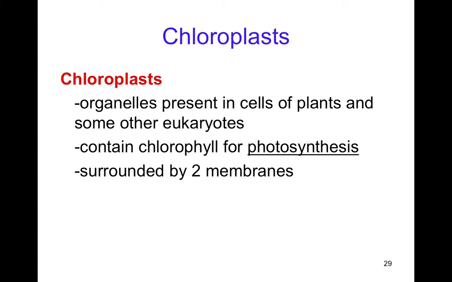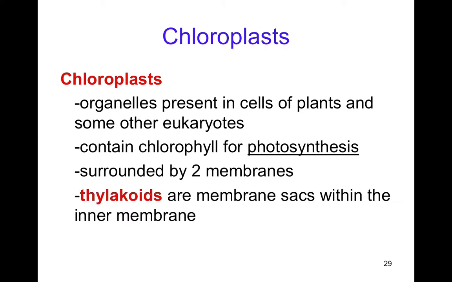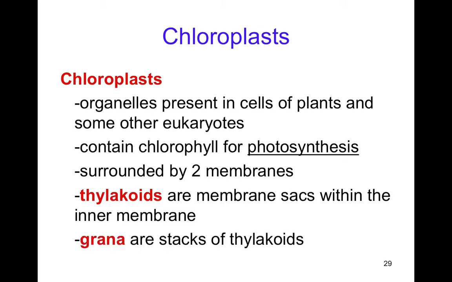Just like the mitochondria, chloroplasts are surrounded by two membranes, and you definitely need to know these structures and their names and be able to label them. The thylakoids are the membrane sacs. They kind of look like pancakes. I'll show you a picture next. And the grana are a stack of the thylakoids.